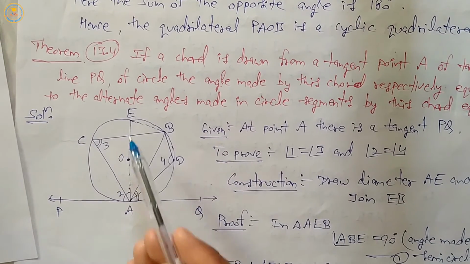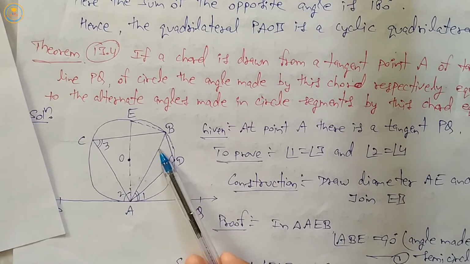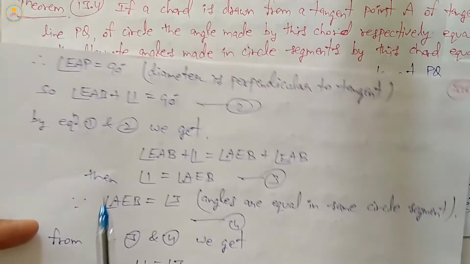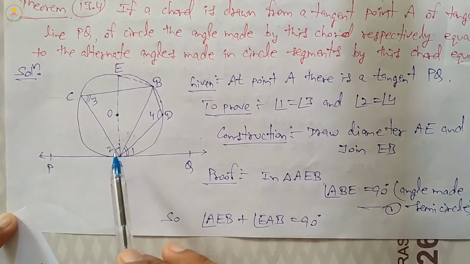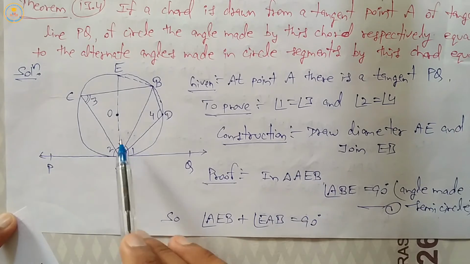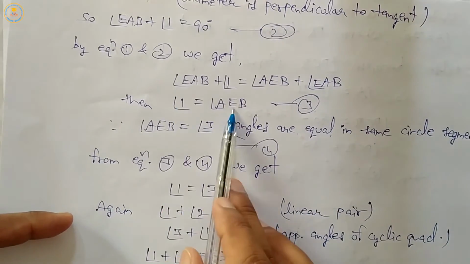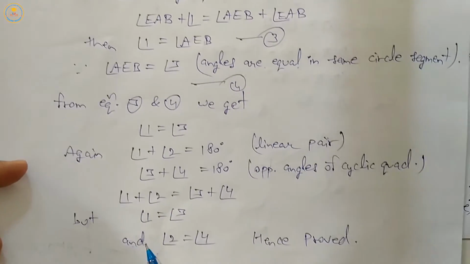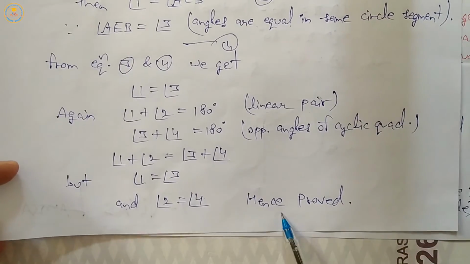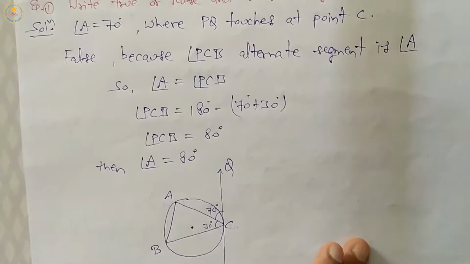Simple. Right angle property: the angle made in a semicircle is 90 degrees. By equation first and second, the sum of angle EAB and angle 1 is 90 degrees, so EAB cancels out and angle 1 equals EAB. So AEB equals 3. By equation 3 and 4, 1 equals 3 and the remaining part, 2 equals 4. Hence proved. Okay. Now the next question, example first.